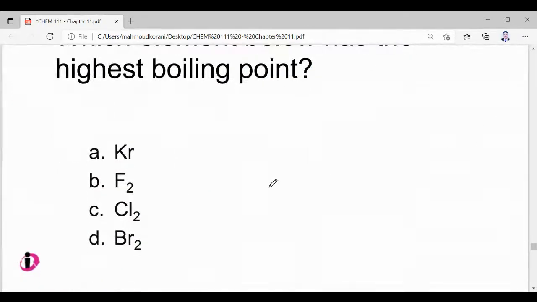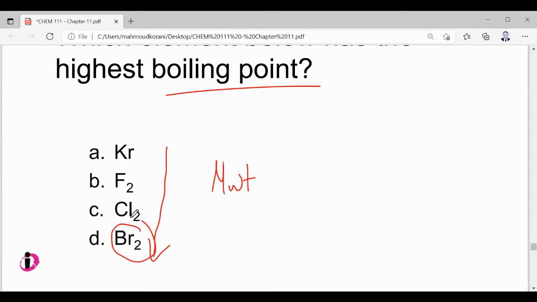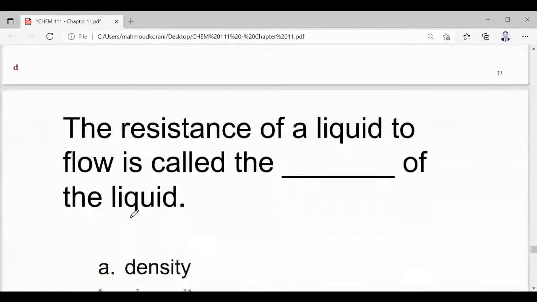Which element below has the highest boiling point? So they are non-polar compounds. Once they are non-polar, you look to the London force, so you look to the molecular weight. As the molecular weight increases, the boiling point increases. So it should be Br2.